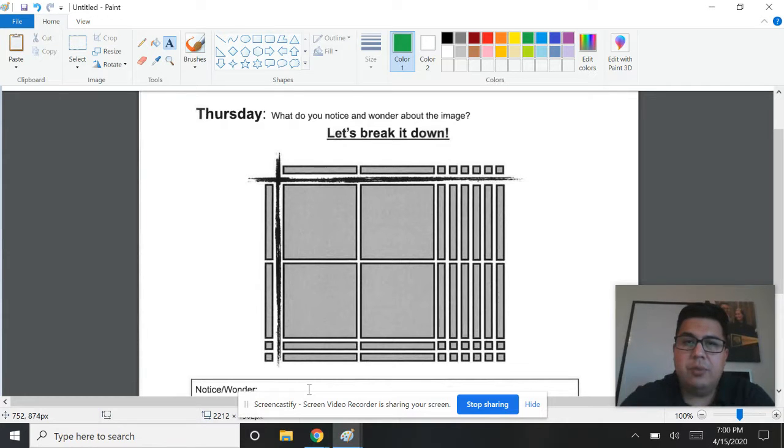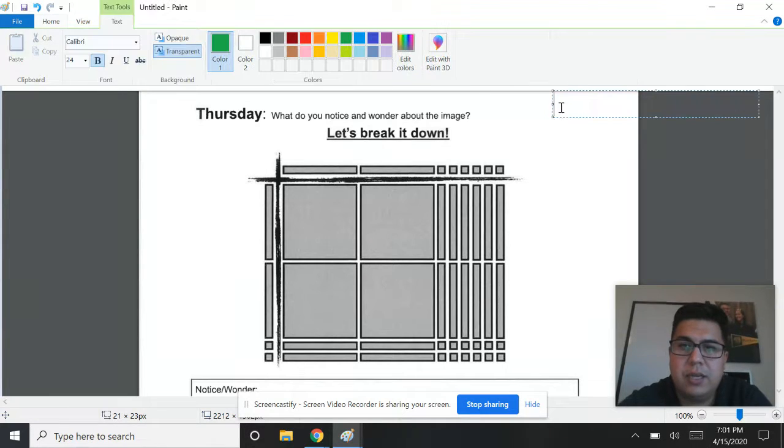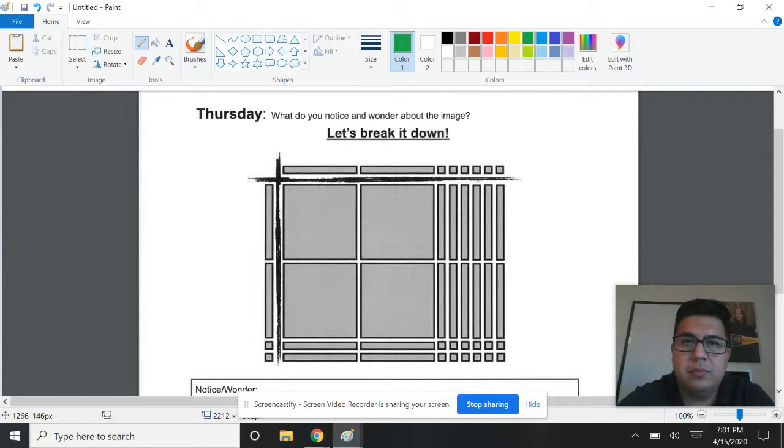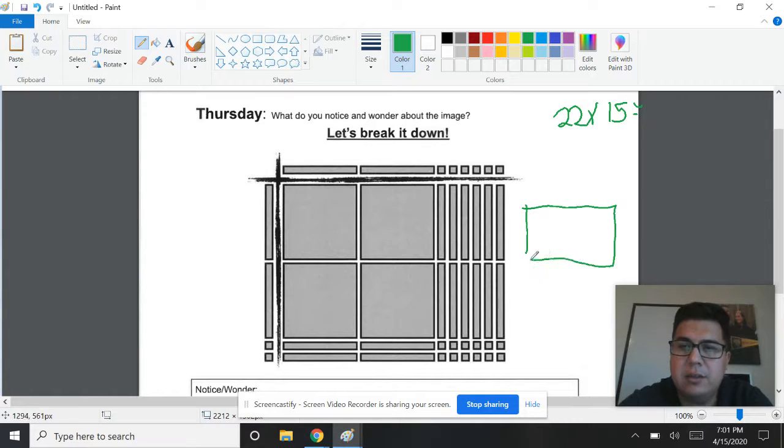If I'm doing an area model and I want to solve a problem like 22 times 15, it's going to look something like this. I typically break apart my 22 into my 10s and 1s, and then I do the same thing with the 15, into 10 and 5.